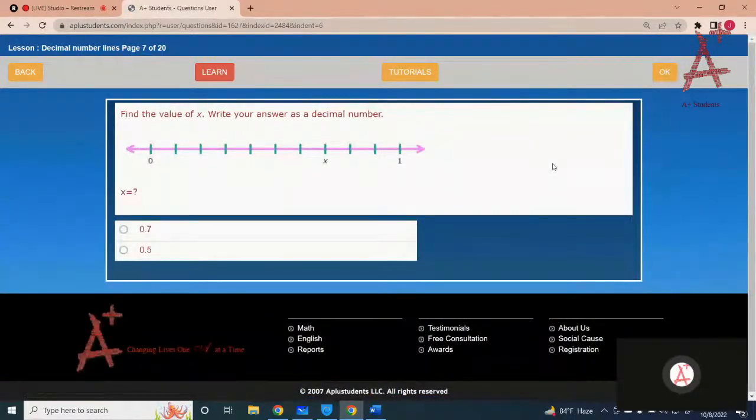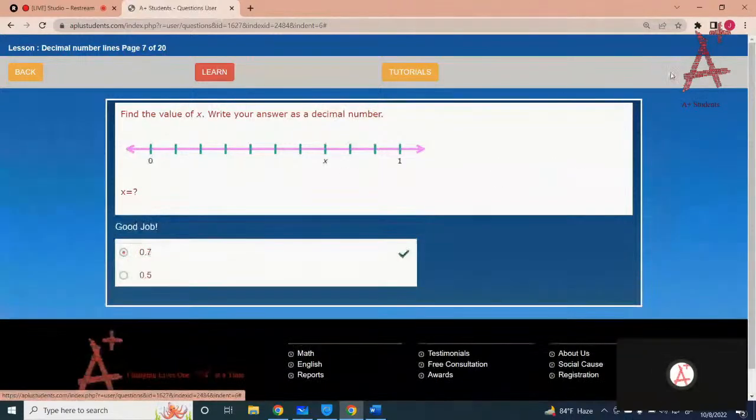Find the value of x. Write your answer as a decimal number. So x is at 0.7. You just have to count the intervals from 0 to x. Got it?